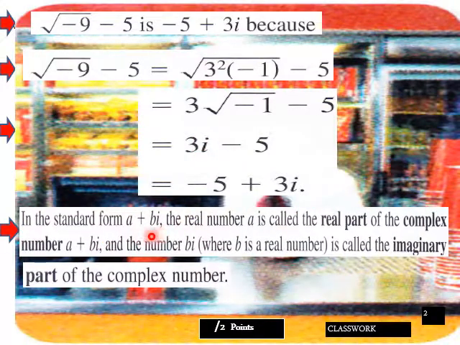So in the standard form a plus bi, the real number a is called the real part of the complex number a plus bi, and the number bi, where b is a real number, is called the imaginary part of the complex number a plus bi. So this is the real part, and this is the imaginary part.